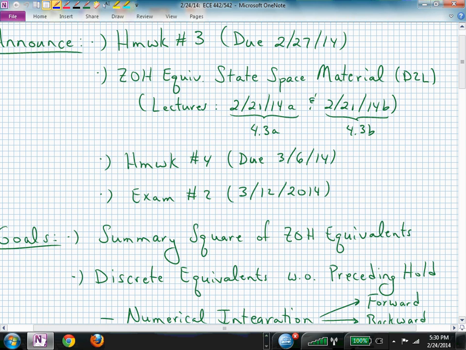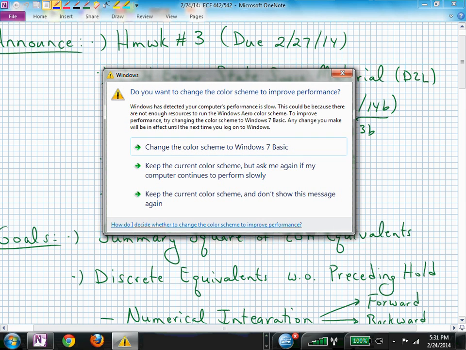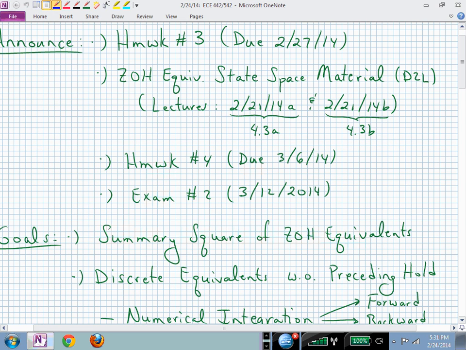If you didn't look at your email, or if you weren't really watching the D2L site, you maybe missed a couple of new installments that I generated on Friday or Saturday, sometime they got posted, and that is concerning zero-order Hold equivalence of state space. How do we go from a continuous time state space representation to a zero-order Hold equivalent? And those are lectures 4.3a and 4.3b, the B being a numerical example or an illustration of that.